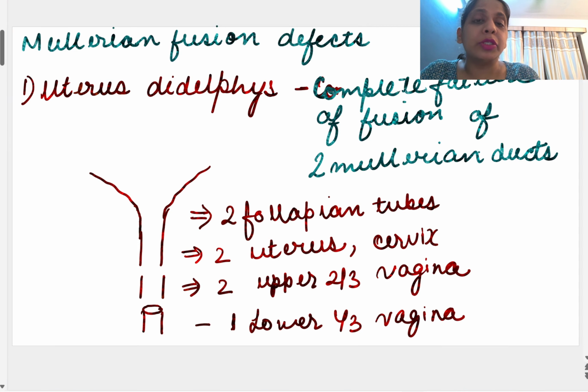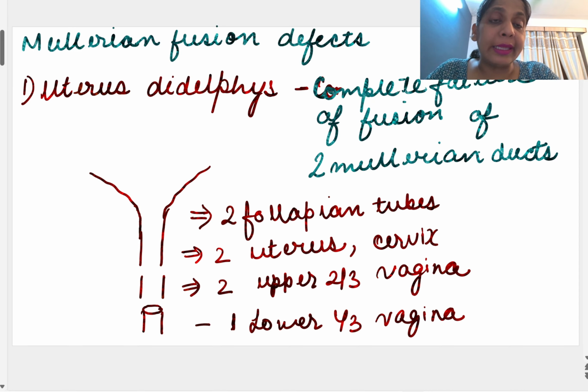First anomaly is uterus didelphys. What is uterus didelphys? I told you the lower part of the Mullerian ducts fuse and they form uterus and cervix, right? And upper two-third vagina. So what happens if this doesn't fuse at all? Then there will be two fallopian tubes and two uterus, two cervix and two upper two-third vagina. And this condition is known as uterus didelphys.